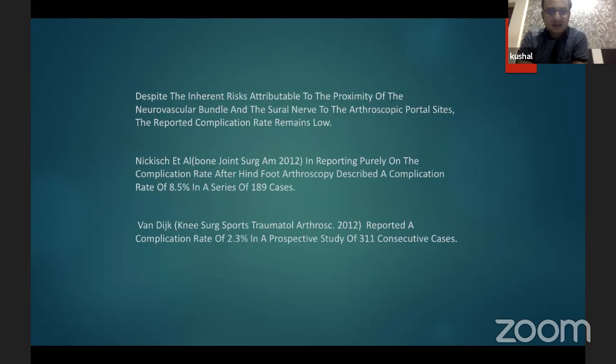So what are the complications? What are the chances of complications, right? I mean, in the hands of masters, of course, it's quite less. So in the hands of masters, you generally have published complication rates of 8.5, and even Van Dijk says it's 2.3. But if you follow the steps, and if you mark correctly, I don't think it's a big concern. Don't be too afraid of going in and looking for pathology inside. So I will finish my talk here.